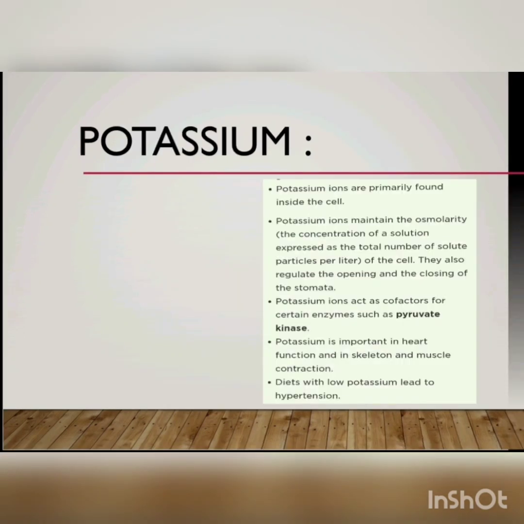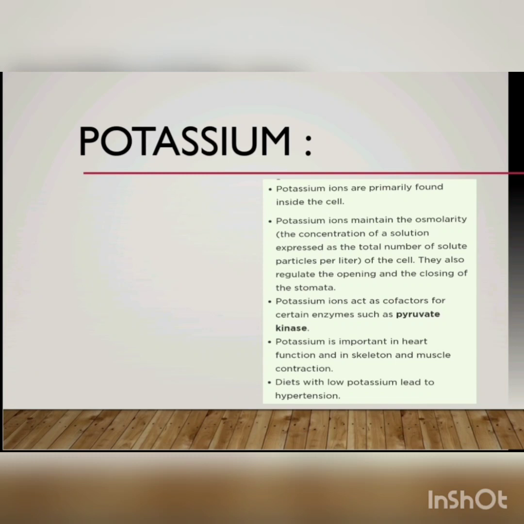Potassium. Potassium ions are primarily found inside the cells. It maintains the osmolarity. The concentration of the solution expresses the total number of solute particles per liter of the cell. They also regulate the opening and the closing of the stomata. Potassium ions act as a cofactor for certain enzymes such as pyruvate kinase. Potassium is important in heart function, skeletal muscles and contraction. Diets with low potassium lead to hypertension.